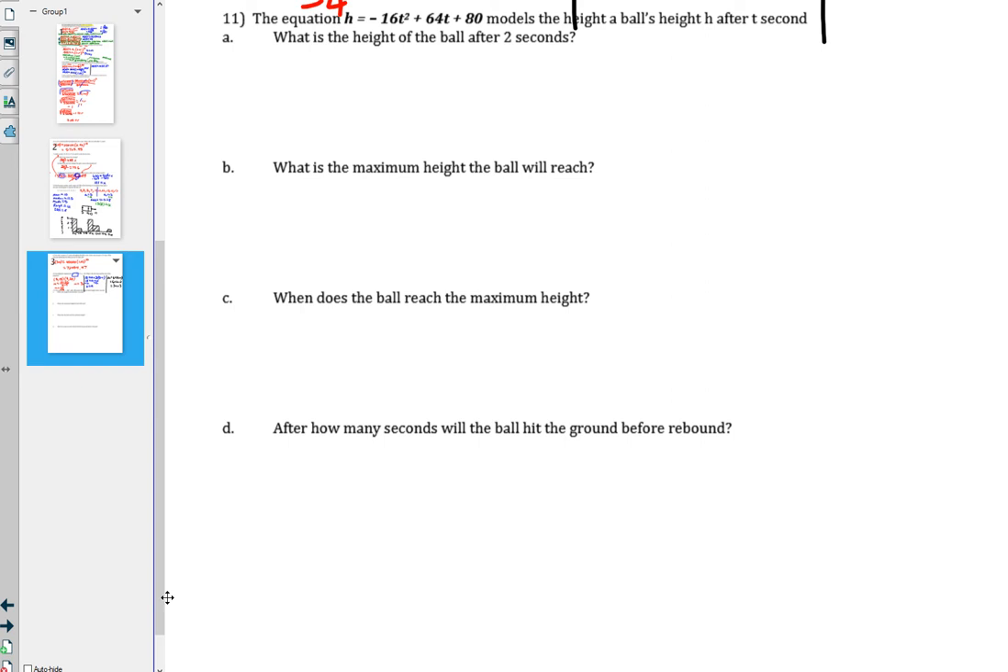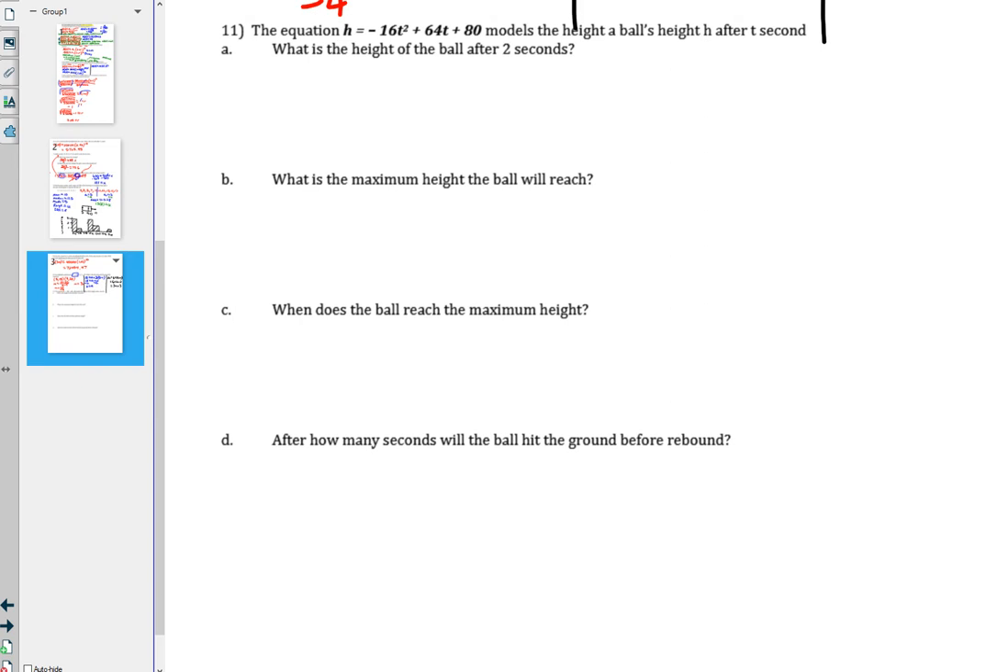The equation h equals negative 16t squared plus 64t plus 80 models the ball's height after t seconds. What is the height of the ball after 2 seconds? Okay, so the key is seconds. This function is comparing height to time. Is 2 seconds a height or a time? A time. So I want to put the 2 where the t goes.